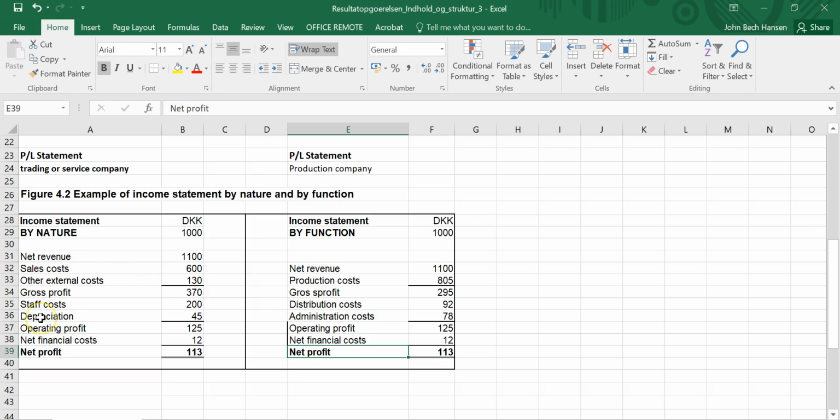And of course, here we can see it's divided by nature: staff, depreciation. And by function, we can say it's divided into distribution, administration, production. But if we look at the result or the operating profit, it's the same. So it's only a question of how you divide your costs. And here we can say, well, staff costs: some staff will work in distribution, some staff will work in production and also in administration. So the staff cost here is divided into these functions.